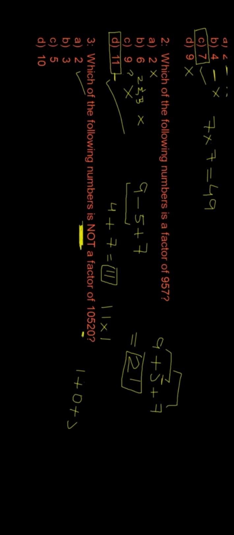1, 0, 5, 2, 0. 5 and 2 is 7, 7 and 1 is 8. Is 8 divisible by 3? Nope. The last digit's ending up in 0 again, so that is divisible by 5. It's ending up in 0, so that is divisible by 10. So 3 is not a factor of this number over here.